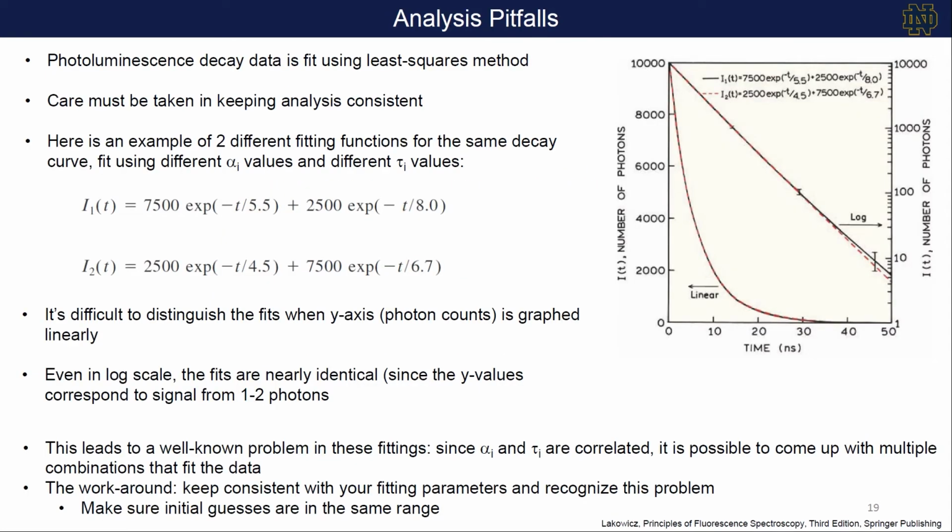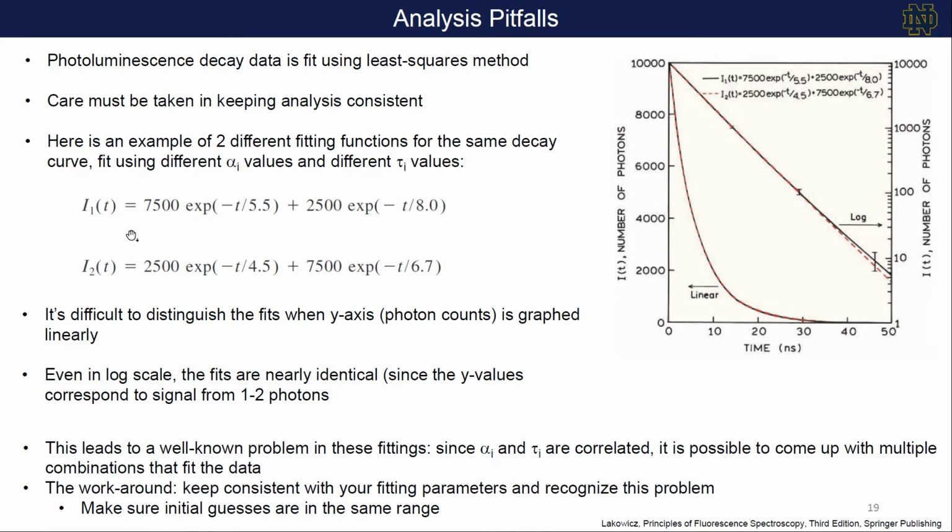So with that, I just have one more slide about analysis, just to harp on it. Now, there are some pitfalls with this analysis. Typically, photoluminescence decay data is fit using the least squares method. With this method, you really have to take a lot of care in keeping your analysis consistent. This example is from the Lakowicz textbook of two different fitting functions used for the same decay data that have very different alpha sub i values and tau sub i values. Again, alpha sub i being the pre-exponential factor and tau being the lifetime value.